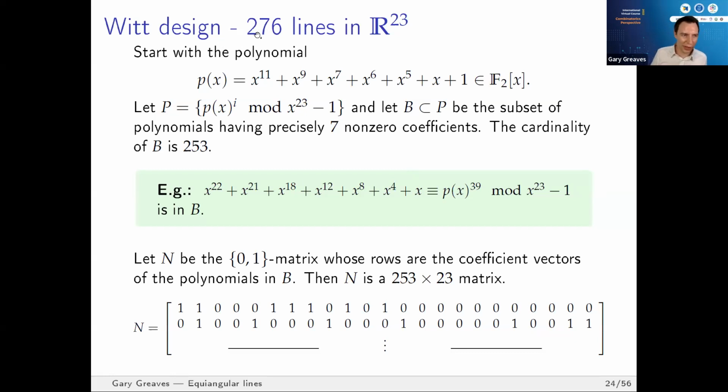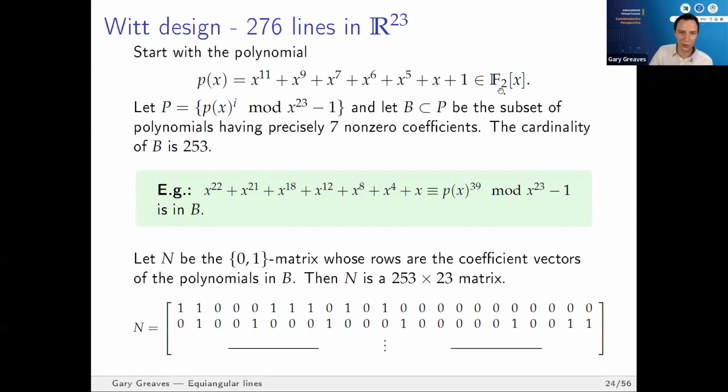So I want to give you a quick construction of the corresponding Seidel matrix. So that's what I'm going to do here. It's kind of a miraculous construction. You start with a polynomial. So we start with this polynomial here, P, and it has degree 11. So it's x to the 11 plus x to the 9 plus some other stuff up to plus 1. And all the coefficients are in F2.